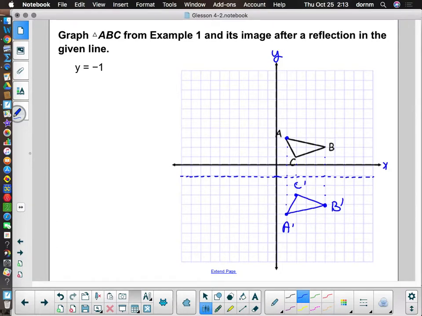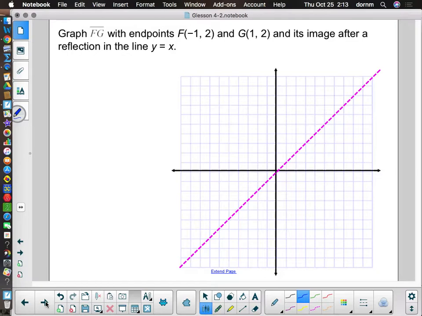And I've reflected my object very nicely. Not a problem at all. Reflecting a diagonal line is a little more challenging because you have to reflect along diagonals.